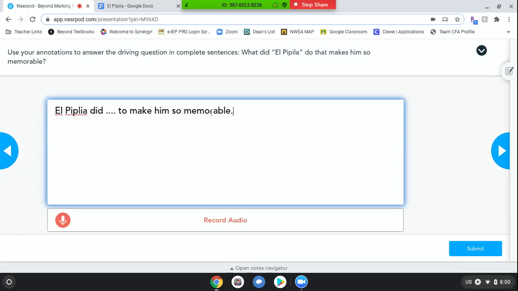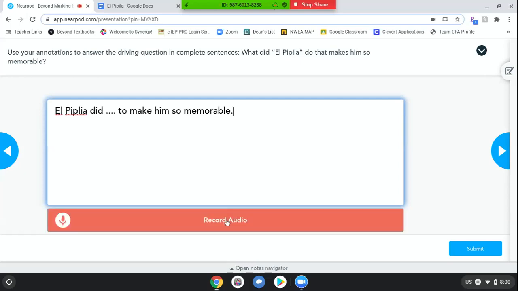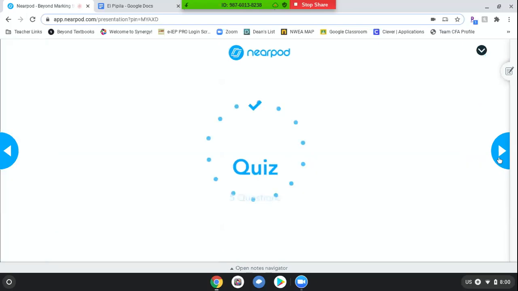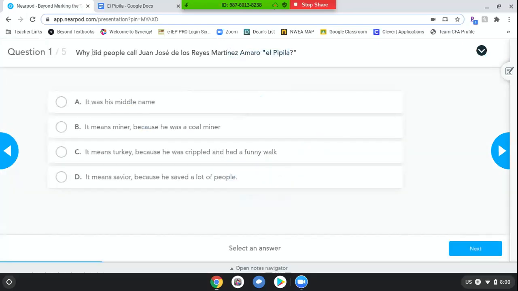On the other hand, if you just don't feel like typing or your keyboard's messed up, you can record your voice to explain what El Pipila did, and that would be fine as well. Finally, there's a quiz. Again, use your annotations to help you answer this quiz. And feel free to look at the quiz first before you do your annotations, because that'll really help you learn, like, oh man, I got to make sure I get this down.